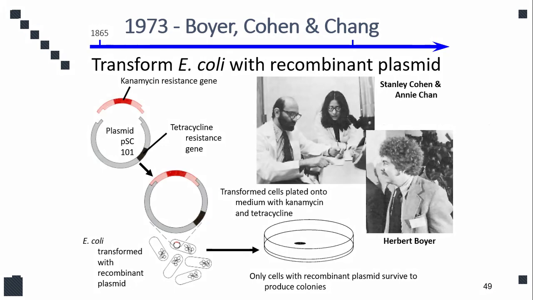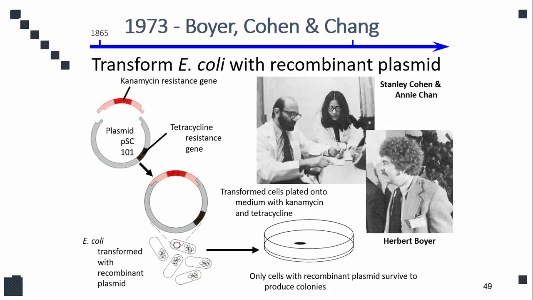In 1973, from our history, we saw this particular group of people who contributed to our understanding of this entity called the vectors: Stanley Cohen, Annie Chen and Herbert Boyer. These are the people who pioneered ideas in this area. They used it to transform E. coli with a recombinant plasmid. How were they able to do it?